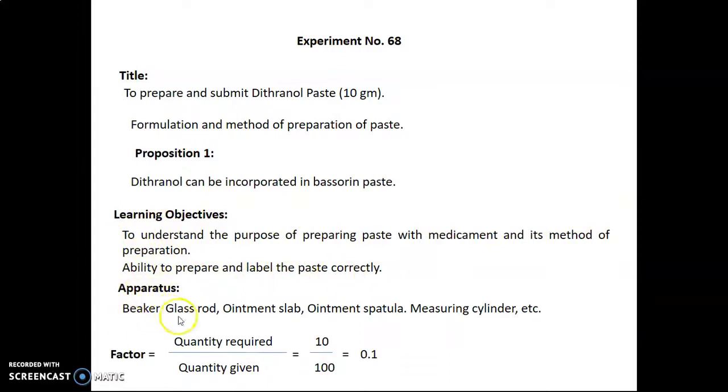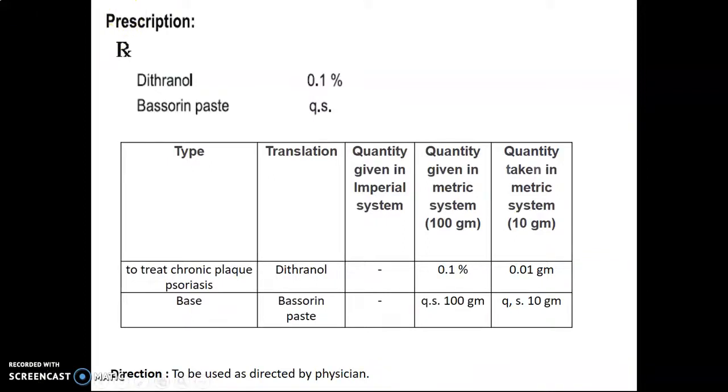Apparatus required are beaker, glass rod, ointment slab, ointment spatula, measuring cylinder, etc. Factor is calculated as quantity required upon quantity given, which is 10 upon 100, that is equal to 0.1. Prescription, denoted by the symbol Rx: Dithranol 0.1%, Basorin paste quantity sufficient. Let's discuss the formula table: type means category, use or role of the ingredient, and translation means the name of the ingredient.